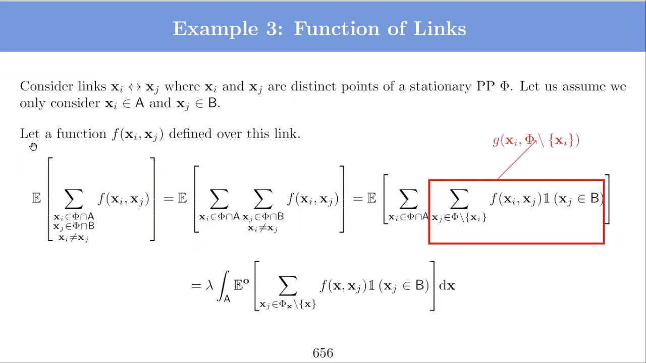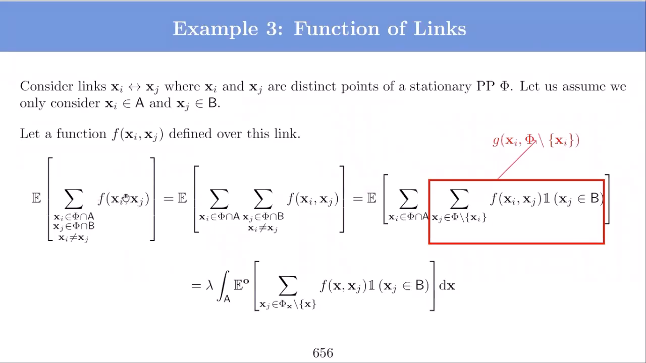So suppose I want to compute the expectation over links, right? I want to compute the sum of the function over all links and take the expectation, the mean value of that. So formally I can write it as the expectation of the summation over xi belonging to phi intersection A, so phi which is inside A, and xj belonging to phi inside B, with xi not equal to xj, and the function is f(xi, xj).